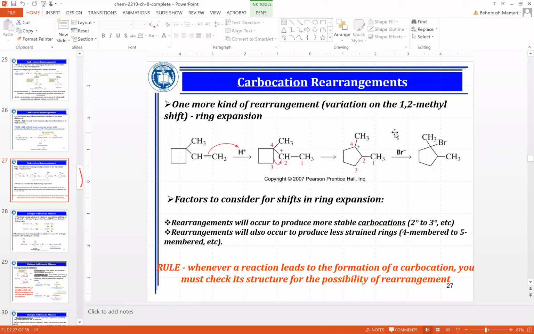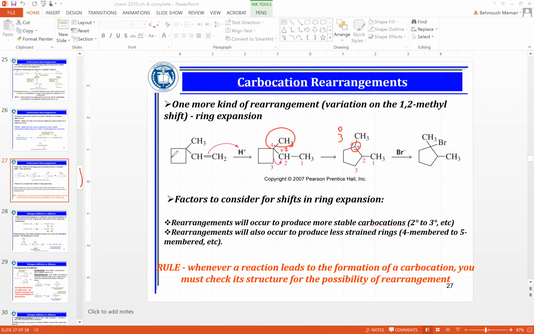So when would this happen? Ring expansion only happens if, when you open the ring, there is a branch already there, and the secondary carbocation is going to change to a tertiary carbocation. So you have a secondary here. This is a tertiary. If there is no chance for upgrading the carbocation, it is not going to happen.